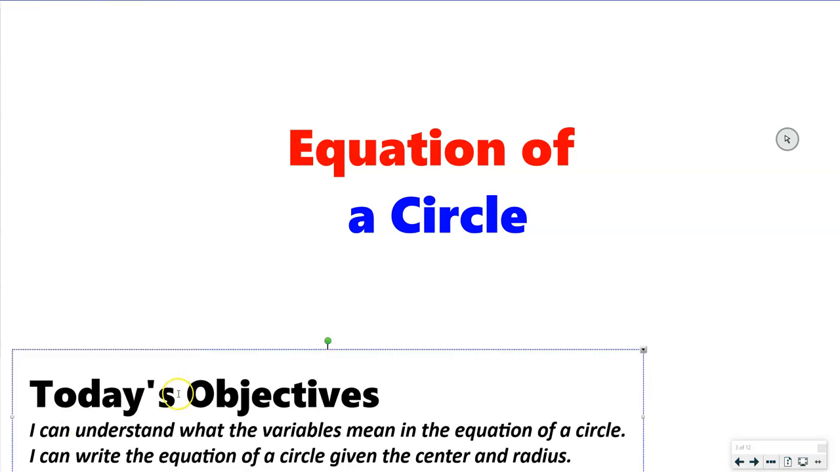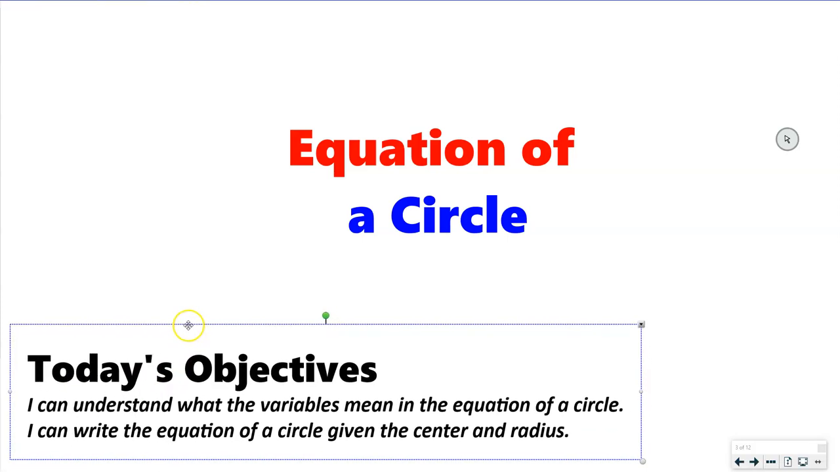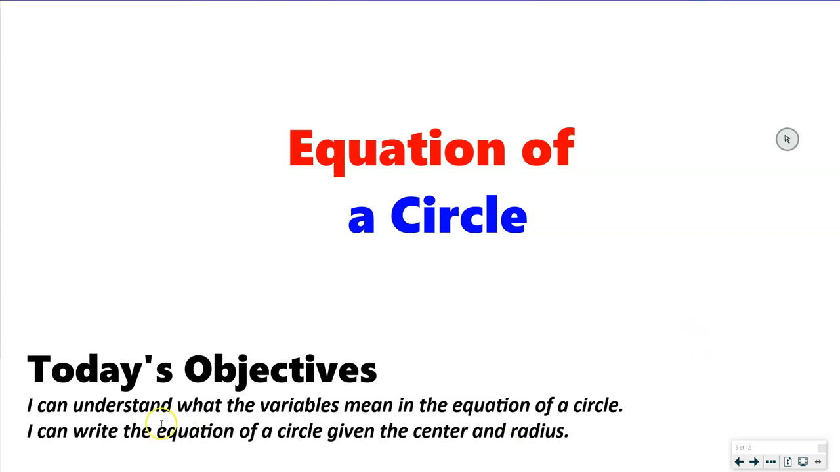So in this video today, we are going to talk about the equation of a circle, and our objectives are to understand what the variables mean in the equation of a circle and to write the equation of a circle given the center and the radius. And we're also going to expand equations of circles.